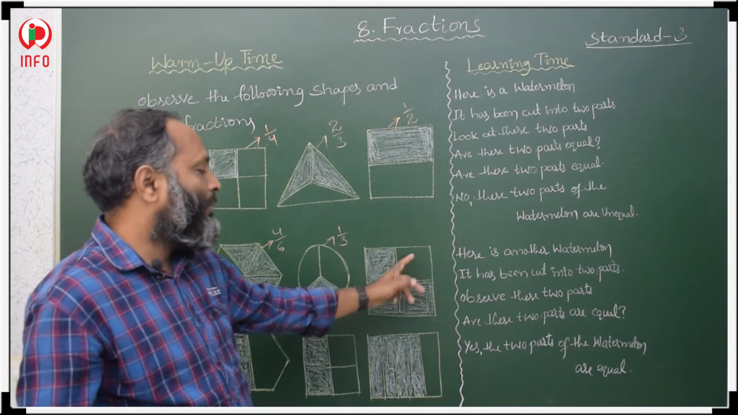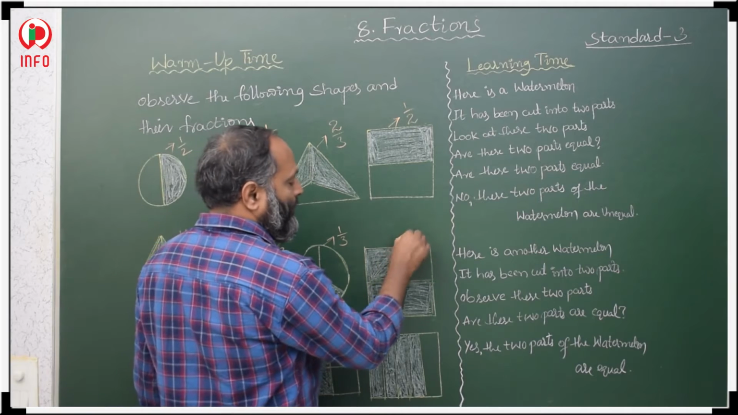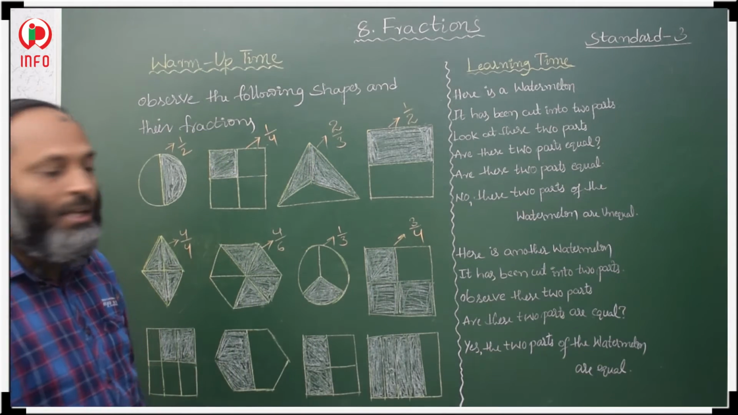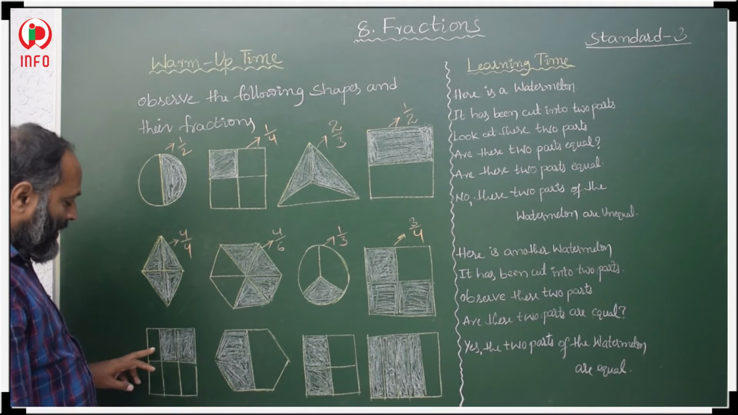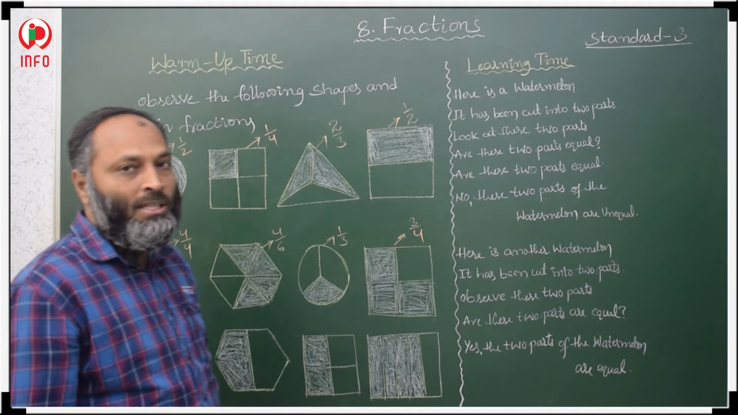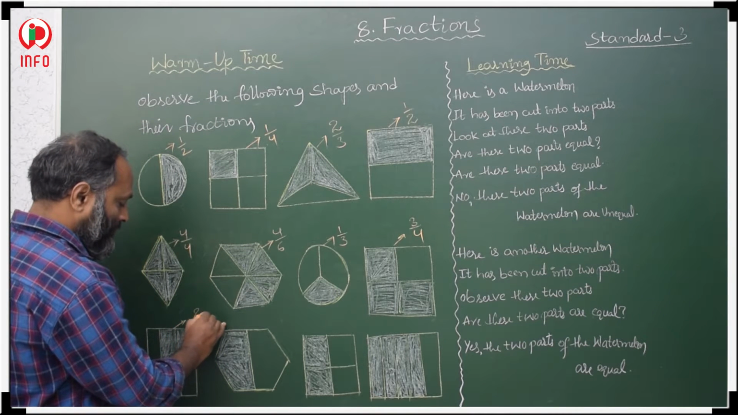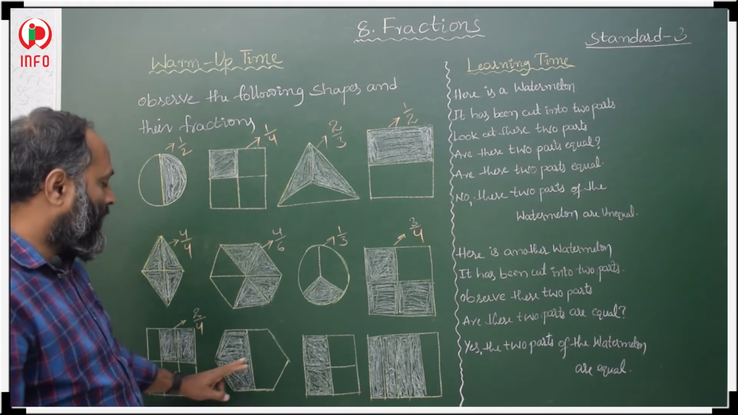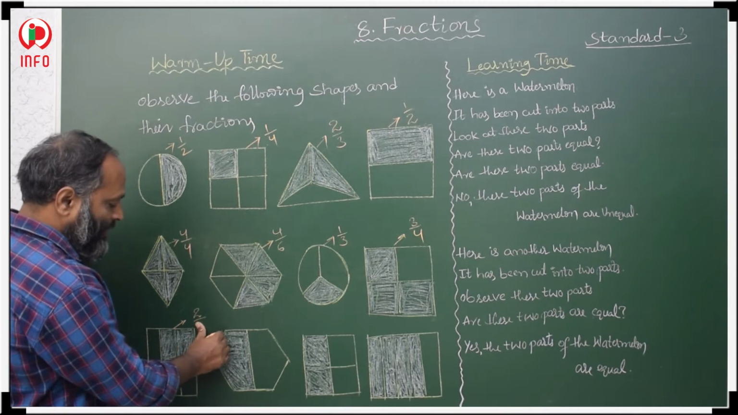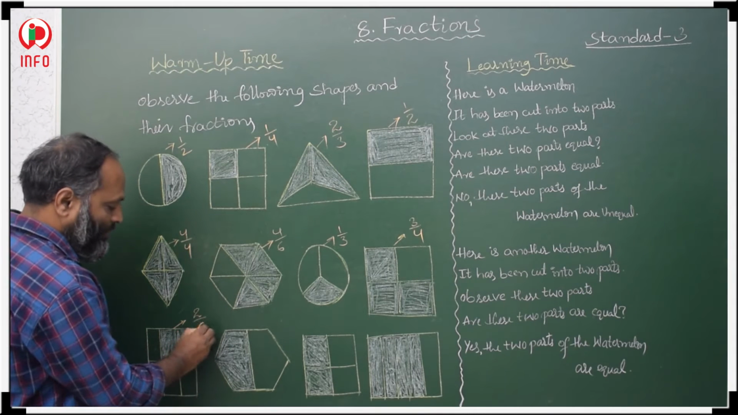In these 4 equal parts, 3 parts are shaded. So 3 by 4, shaded parts by total equal parts. Here total 6 parts, 1, 2, 3, 4, 5, 6. In these 6 equal parts, 2 parts are shaded, so it is 2 by 6. It is not 2 by 4, this is 2 by 6. 1, 2, 3, 4, 5, 6. 6 equal parts, no? So 2 by 6.